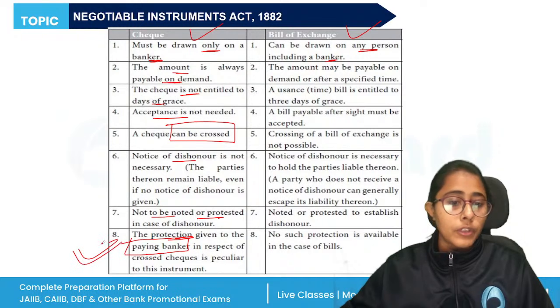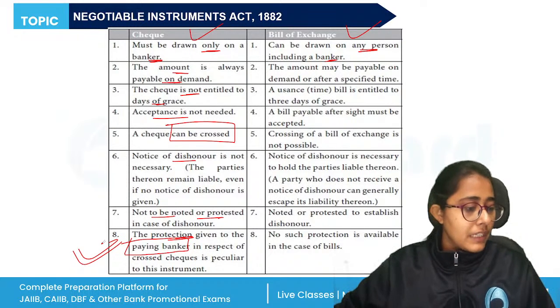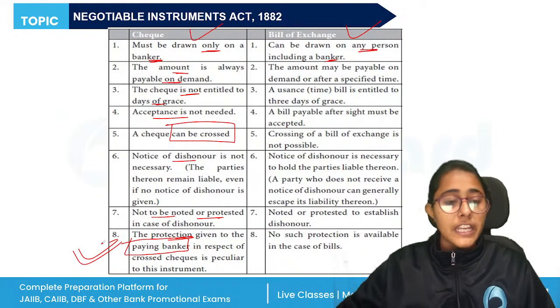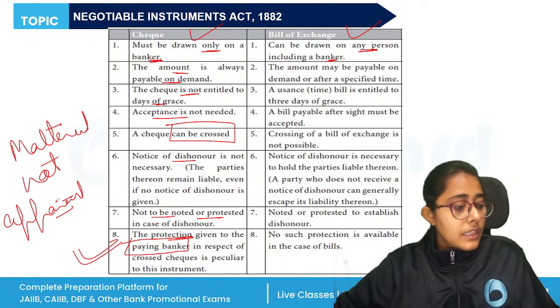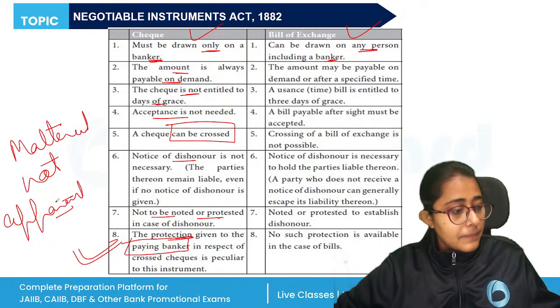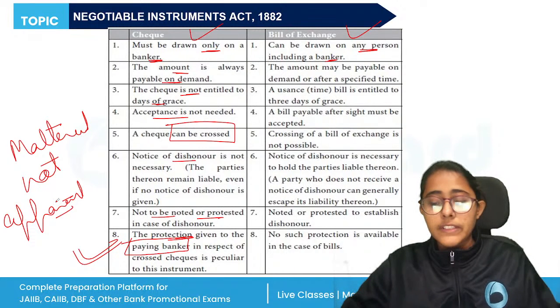This is very important: protection will be given to a paying banker in the case of a check where, let's say, there is a material alteration which is not apparent. We will see the provisions related to it. So the protection will be given to the paying banker as well. Under which section, we will see.